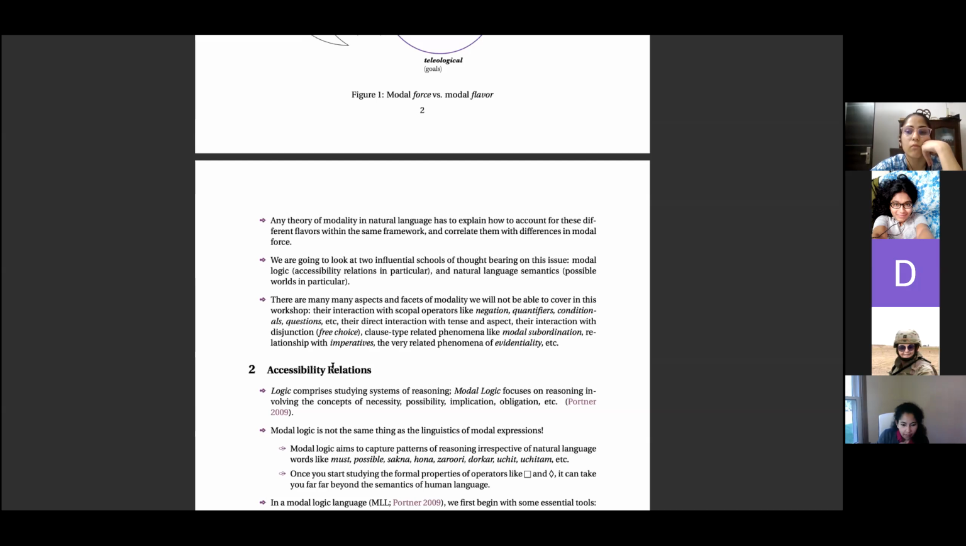Okay, so this is what I have there. We have different forms: must, possible, sakna, hona, zaruri, dorkar, uchitar for the Bengalis in the audience. And uchitam is a Telugu modal that I recently learned about, etc. I'm sorry, my sample size is so small. So if you guys want to give me some modal words in the chat, that would be great. But anyway, the point is, no matter what language you're dealing with, no matter what modal word you're dealing with, modal logic patterns are the same.